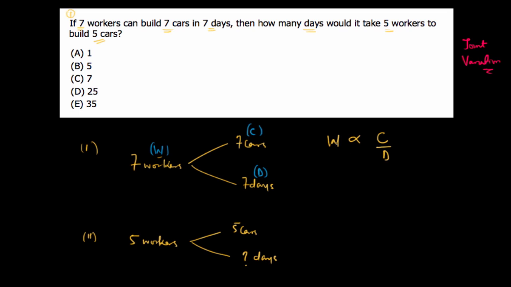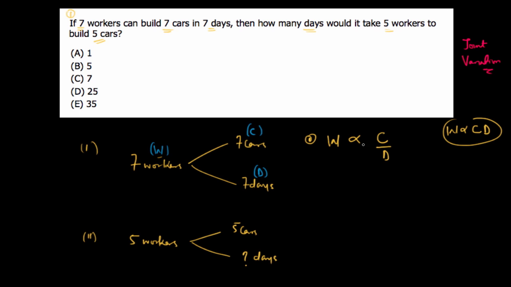Now assuming there was a direct relationship between W and C and between W and D, we would have written W directly proportional to C and D. But because the relationship between W and D is inverse, it is denoted by the reciprocal of D. So this is it here. I've established a relationship. If you have established a relationship properly, then every other thing is a breeze.